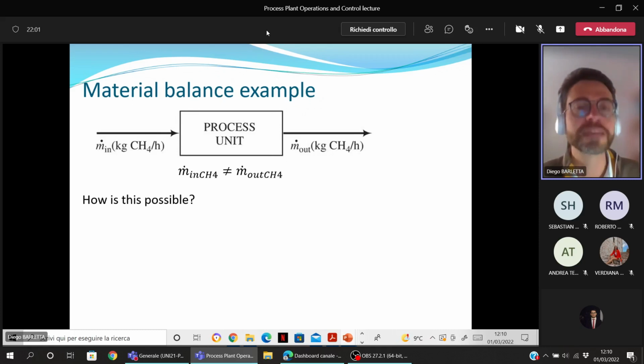So it could be that methane has been converted, for example, has been oxidized by combustion. So this is a burner, and this means that the methane becomes carbon dioxide and water. That is actually the chemical reaction of oxidation for methane. This is one possible explanation. That's good. Any other possible physical explanation for this imbalance?